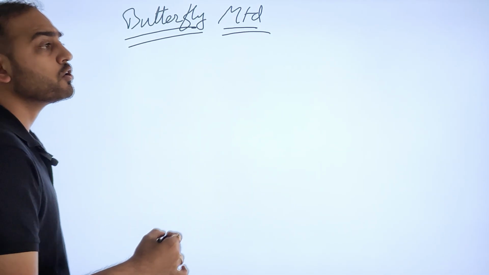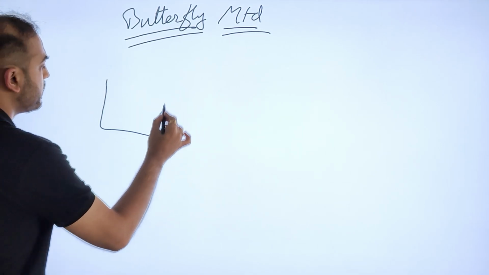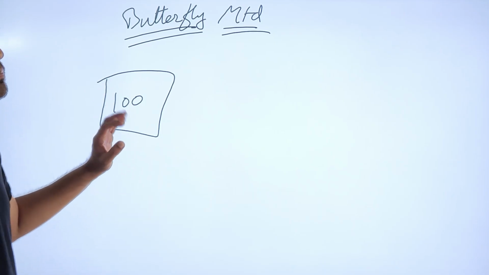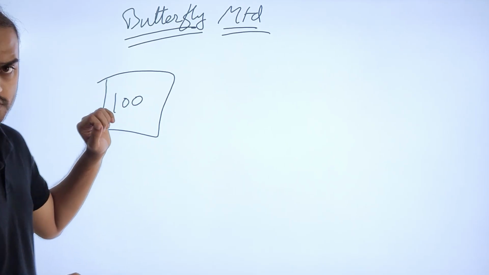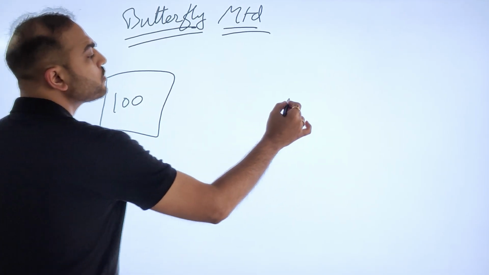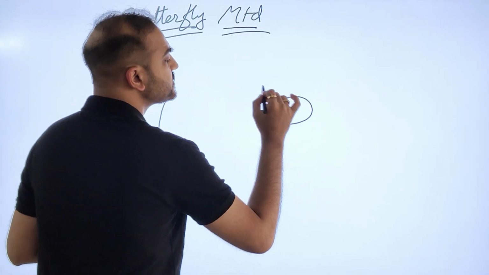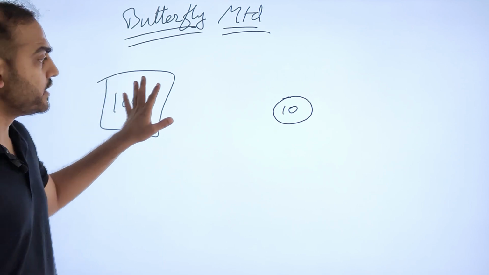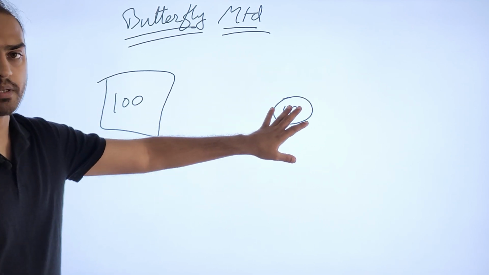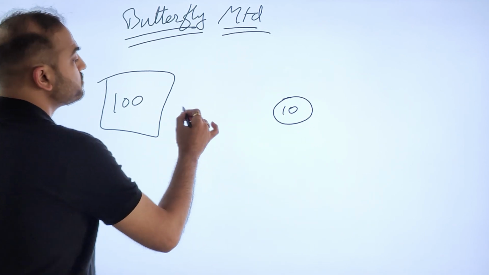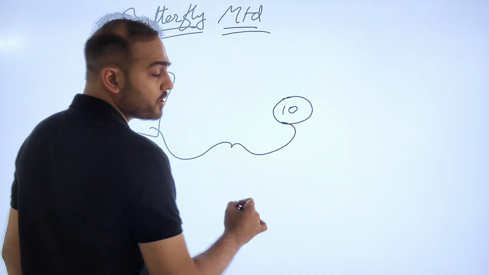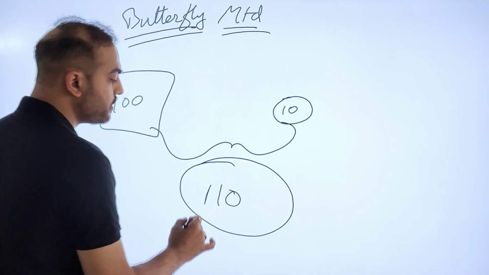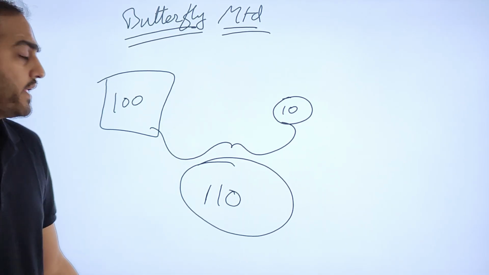So the concept of the butterfly method, let's take an example. Say you have a group of friends, say 100 people. You have another group, a smaller group, which has only 10 people. So we have a group of 100 people and another group of 10 people. Now these two groups decide that we need to combine and become a bigger group with 110 people in it. That can happen.